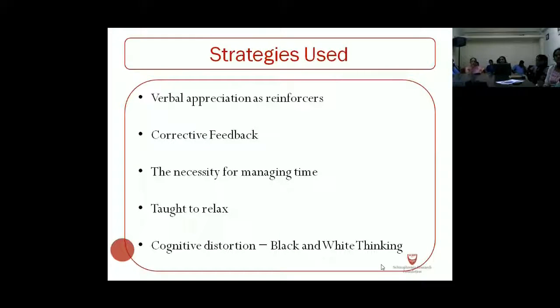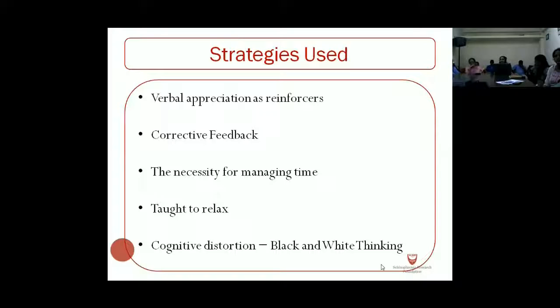The strategies used here were, initially we appreciated the client for his good work and neat handwriting. Then corrective feedback was given that he should not concentrate on drawing perfect lines, and should not check the entries after writing every name. It can be done once after completing the whole task, and the necessity for managing time was emphasized during each session. He was initially anxious, but he was also taught to relax.